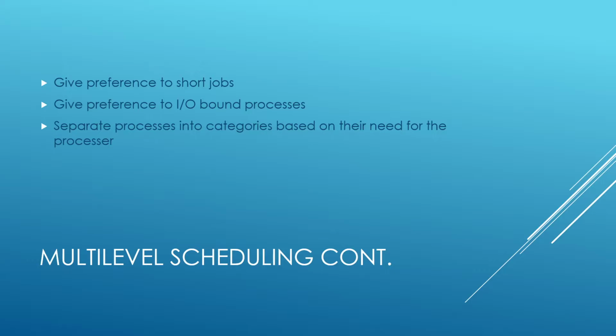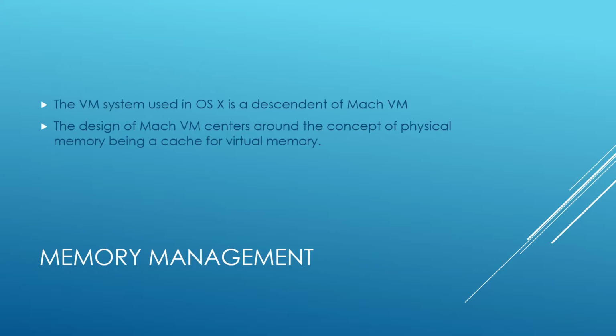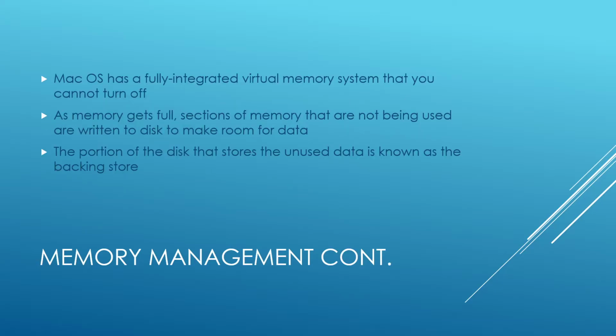And now we will move on to memory management. The VM stands for Virtual Memory System, which is used in Mac OS, and is a descendant of Mach VM. The design of Mac VM centers around the concept of physical memory being a cache for virtual memory. Mac OS has a fully integrated virtual memory system that you cannot actually turn off. As memory gets full, sections of memory that are not being used are written to the disk to make room for data. The portion of the disk that stores the unused data is known as the backing store.